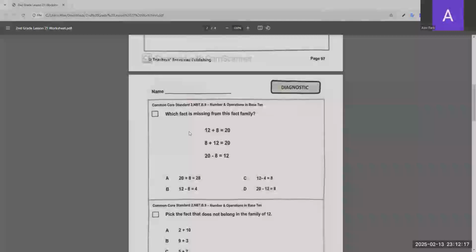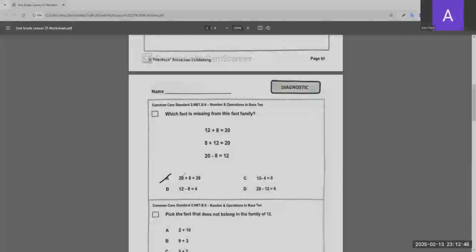Next, which fact is missing from this fact family? 12 plus 8 equals 20, 8 plus 12 equals 20, 20 minus 8 equals 12. So based off these three equations, we need another subtraction equation because we have two addition and one subtraction. So if we need another subtraction equation, we can eliminate option A because that's addition.